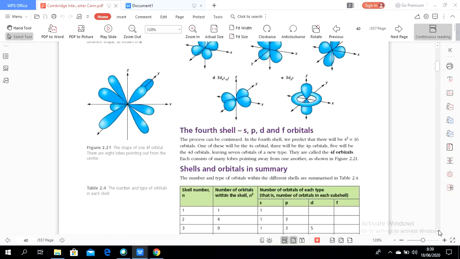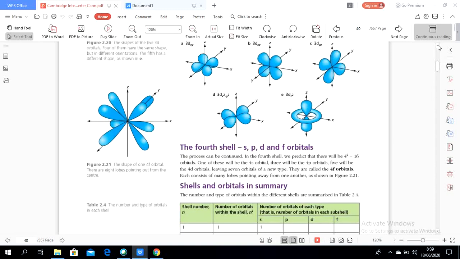Okay, the fourth shell, which has s, p, d and f. There is an f. Okay, how does it look? The shape of the f orbital is like this. This is already very complicated. Not all of us can draw this 3 dimensional shape. So in A level, they only ask us to draw the shapes of up to d orbitals at most.